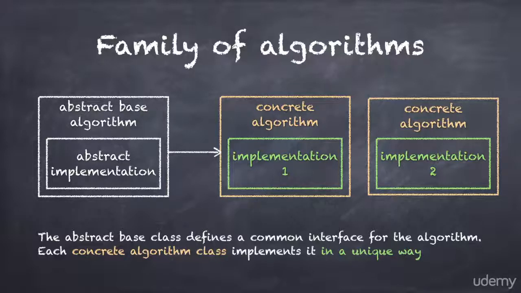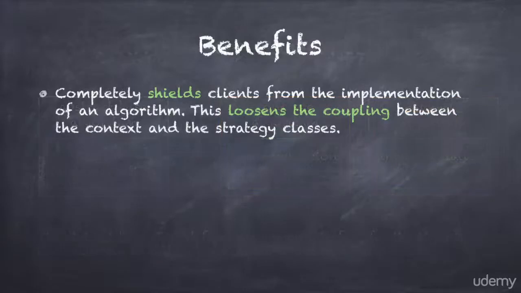The benefit of the strategy pattern is that it completely shields clients from the implementation of an algorithm. When you change an existing algorithm or add a new one, the client code will keep working and does not need to be refactored. This loosens the coupling between the context and the strategy classes, and that is a good thing.